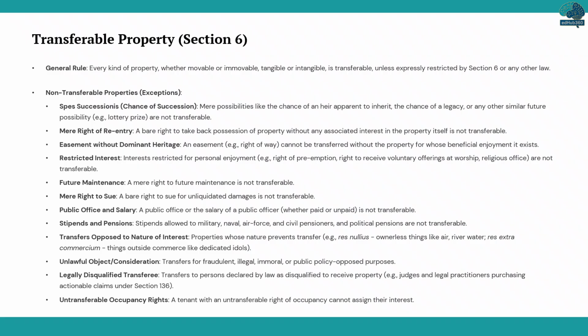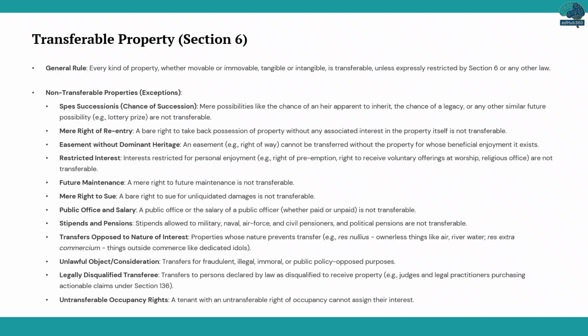Other non-transferable items include future maintenance rights, a mere right to sue, public office and its salary, military or political pensions, and properties that are inherently untransferable or involve an unlawful object or consideration. Also, transfers to legally disqualified persons, like judges purchasing actionable claims, are not permitted.